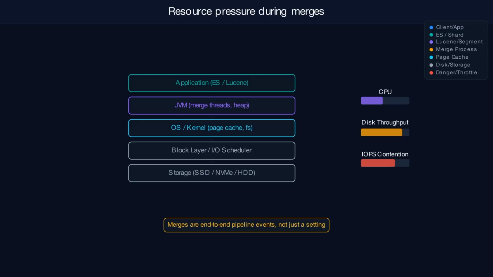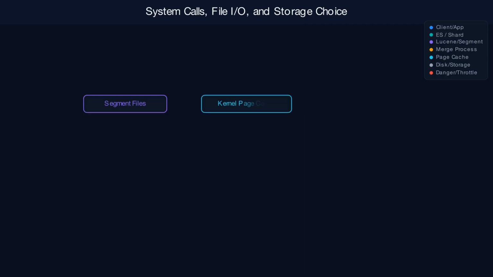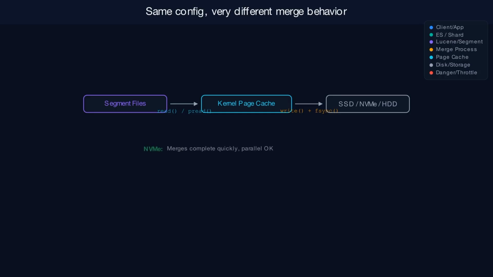Merges are usually much more disk-intensive than people expect. They can also become CPU-heavy depending on codecs and field types. From an OS perspective, Lucene merges involve significant file I/O, reading multiple segment files, writing new files, and issuing FSYNC-style durability boundaries. The kernel is doing real work, populating page cache on reads, batching dirty page write-back on writes, and scheduling I/O to the underlying device.